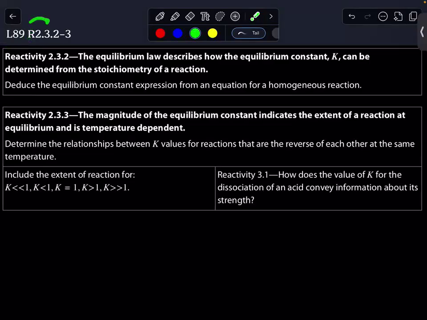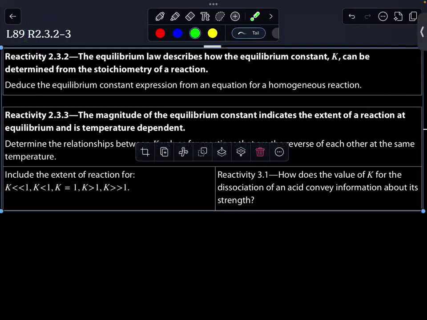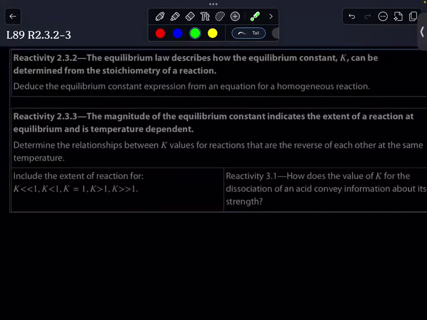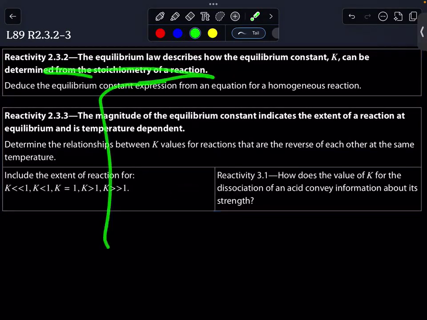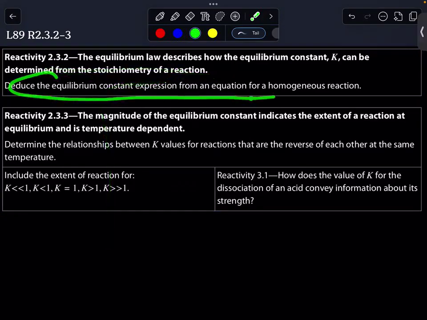Today we're going over reactivity 2.3.2 and 2.3.3. The first section, we're going to be talking about how the equilibrium law describes how the equilibrium constant K can be determined from the stoichiometry of a reaction. We'll be able to use the equilibrium constant expression from an equation of a homogeneous reaction.